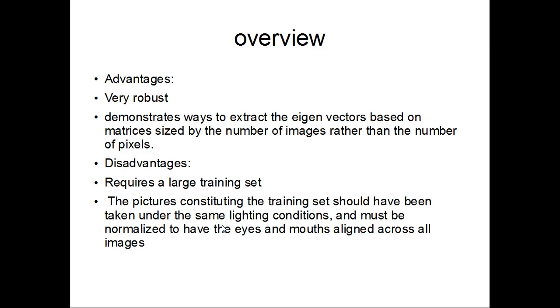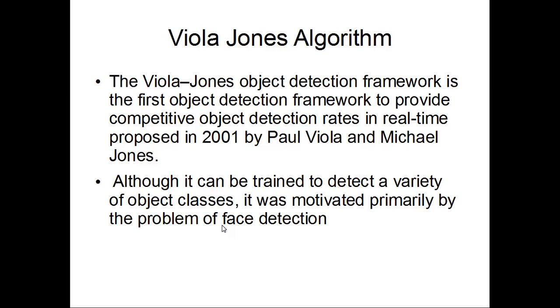But it also has a few disadvantages. It requires a very large training set, and the pictures used in the training set should all have been taken under the same lighting conditions and must be normalized to have the eyes and mouth aligned across all images, which in general means a lot of effort has to be put into the training set and its constitution. When we talk about the next algorithm in the presentation, it's the Viola-Jones algorithm.